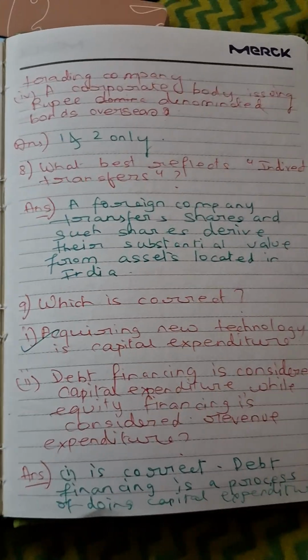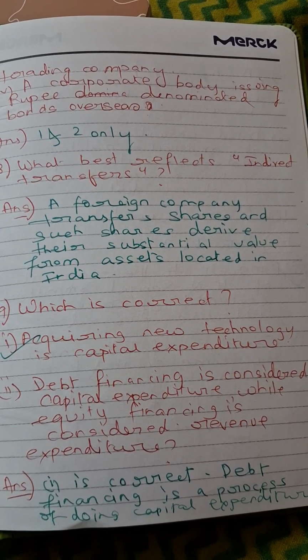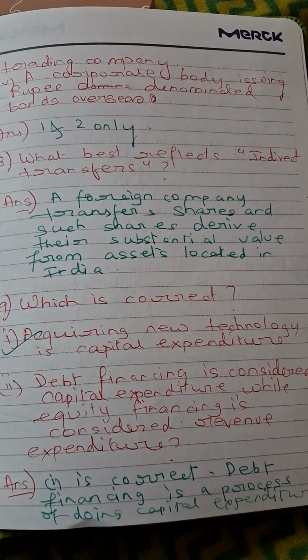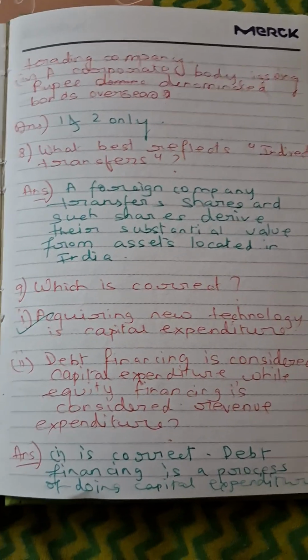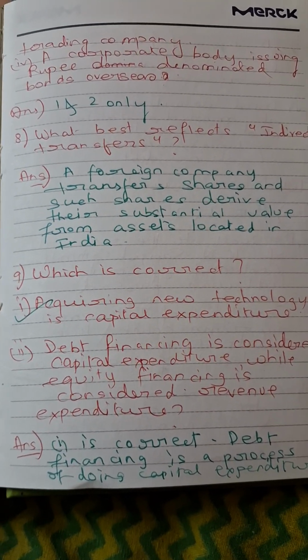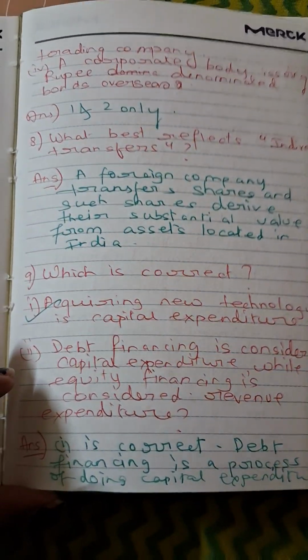Which is correct? Acquiring new technology is capital expenditure. Debt financing is considered capital expenditure, while equity financing is considered revenue expenditure. So the first option is correct. Acquiring new technology is capital expenditure. Debt financing and equity financing are both capital expenditure.